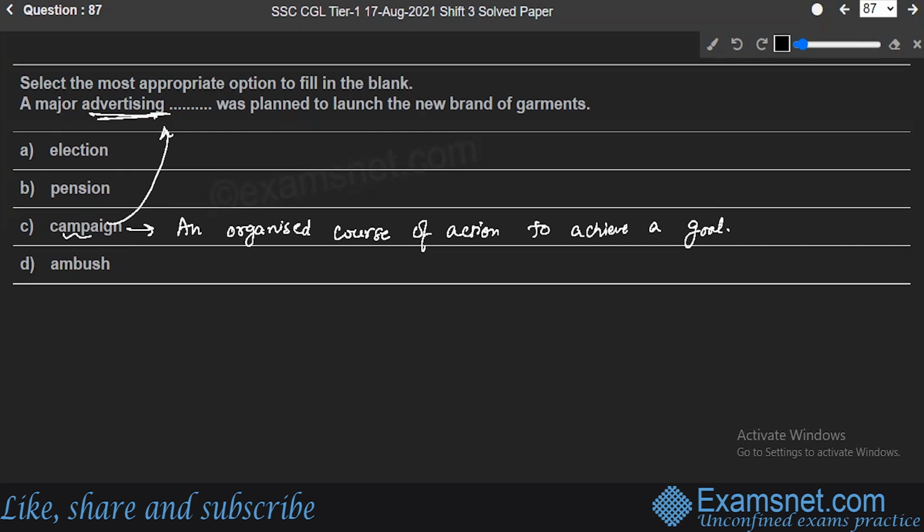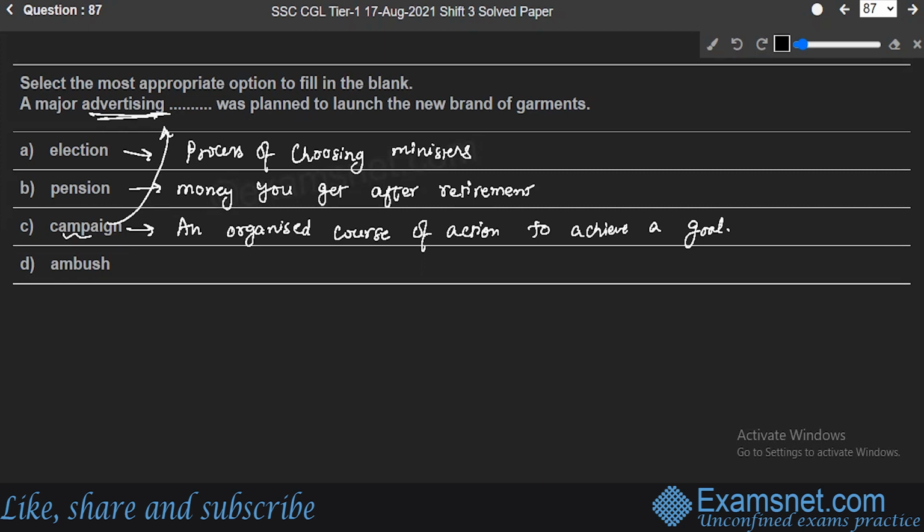Let's see the meaning of the rest of the words as well. Election means the process of choosing ministers or members of parliament, something like that. Pension is the money you get after retirement. Ambush means a surprise attack from a hidden place. Okay, so option C, campaign, is the correct answer to our question. Hope you are clear with this.